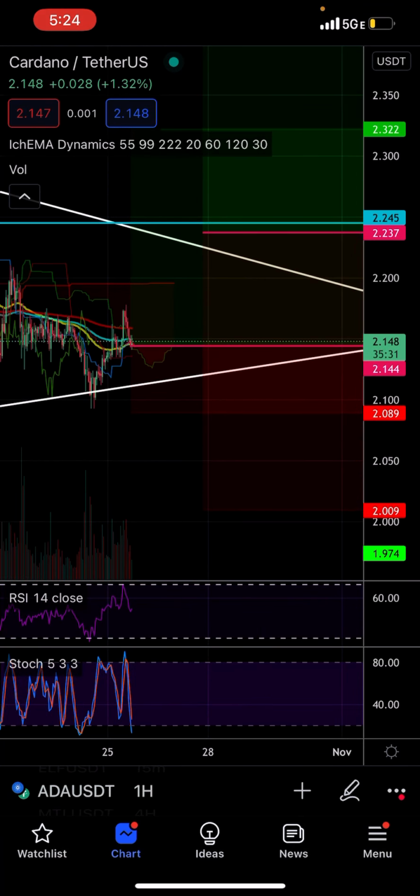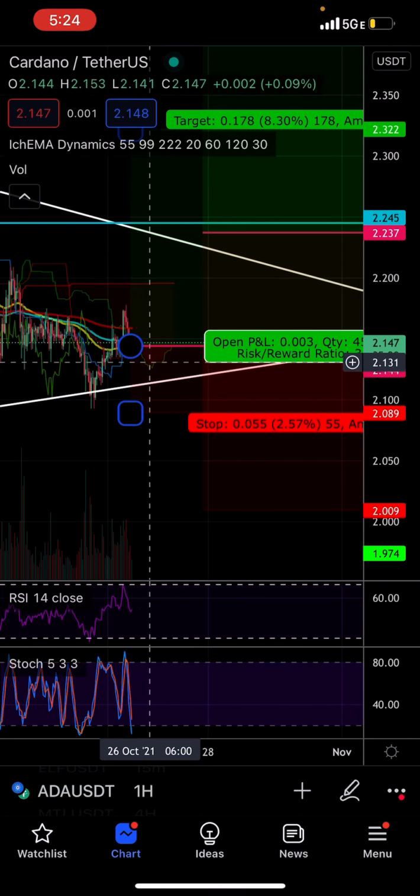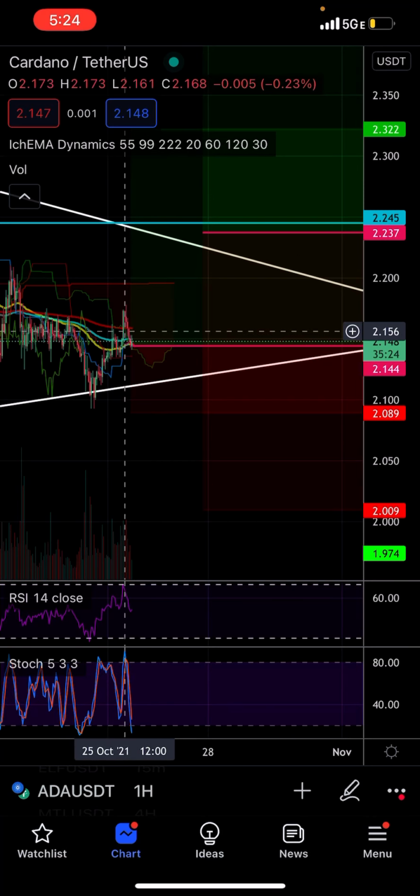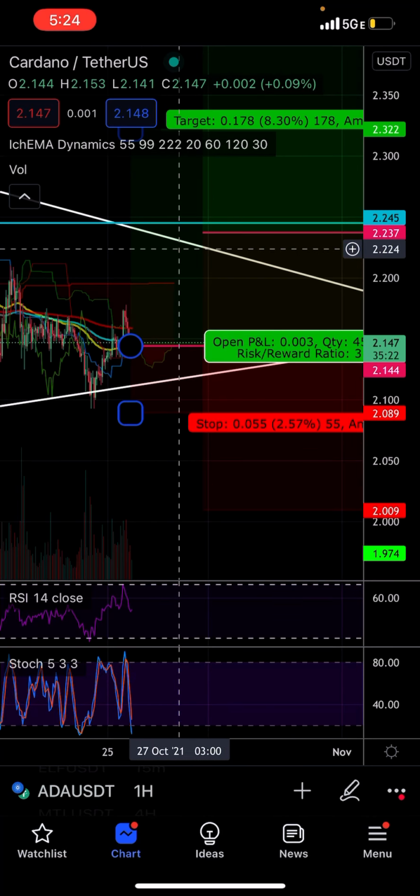But best case scenario, you break out from here, we push up, get above the Ichimoku cloud, and test this trendline resistance. Break above that trendline resistance, you get a big breakout, but at the very least, if it pushes up to this white line, that trendline resistance, at the very least, you're going to get a 3% profit.